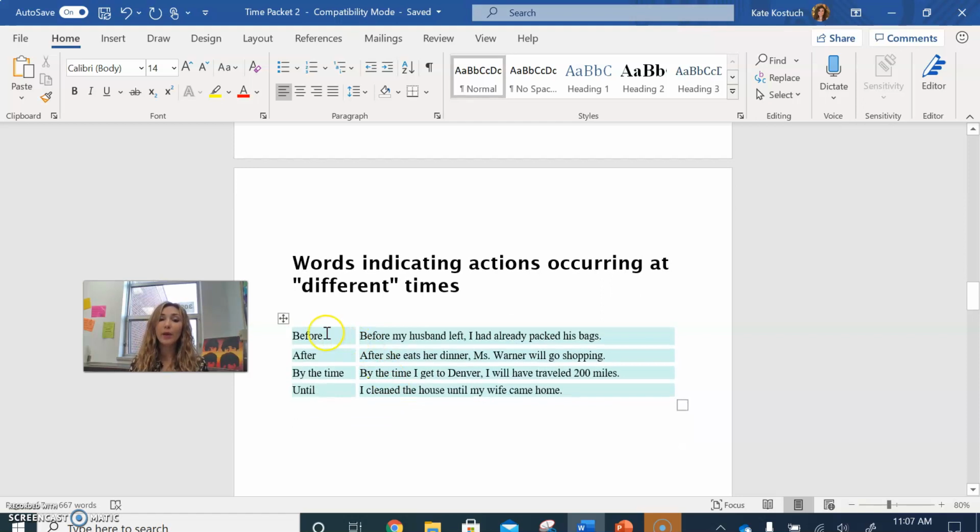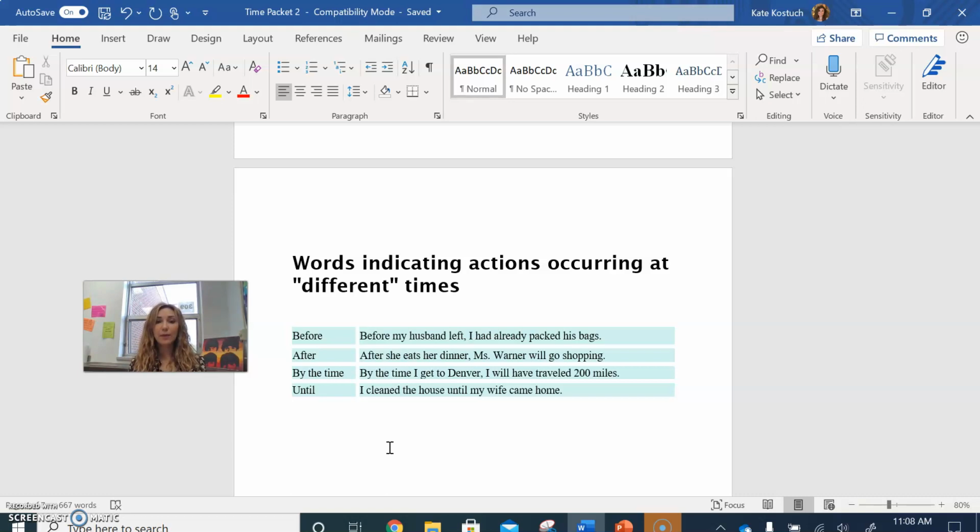Okay, these are probably our most common time order words: before and after, and then by the time, until. Before my husband left, I had already packed his bag, so I packed the bag first and then he left. After, after she eats dinner, Mrs. Warner will go shopping, so eating dinner will happen first and then shopping. So before is something that happened in the past, and after is going to happen later or in the future.